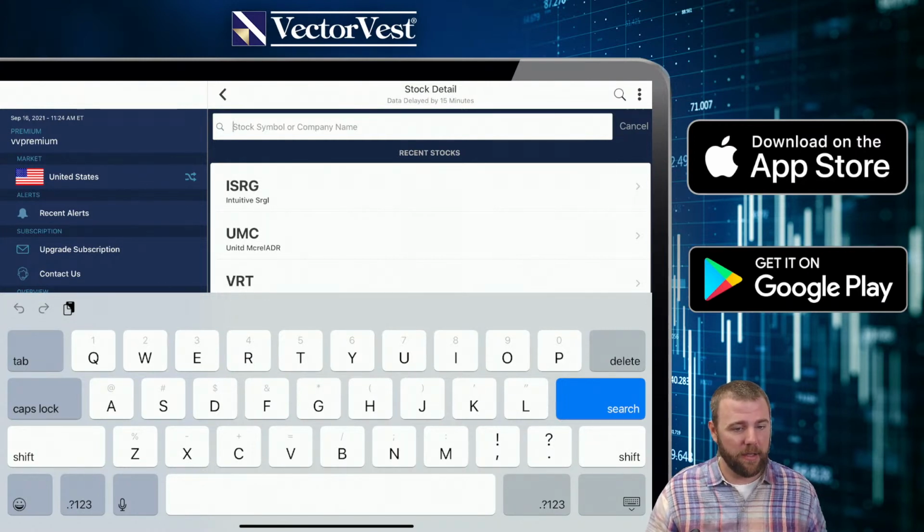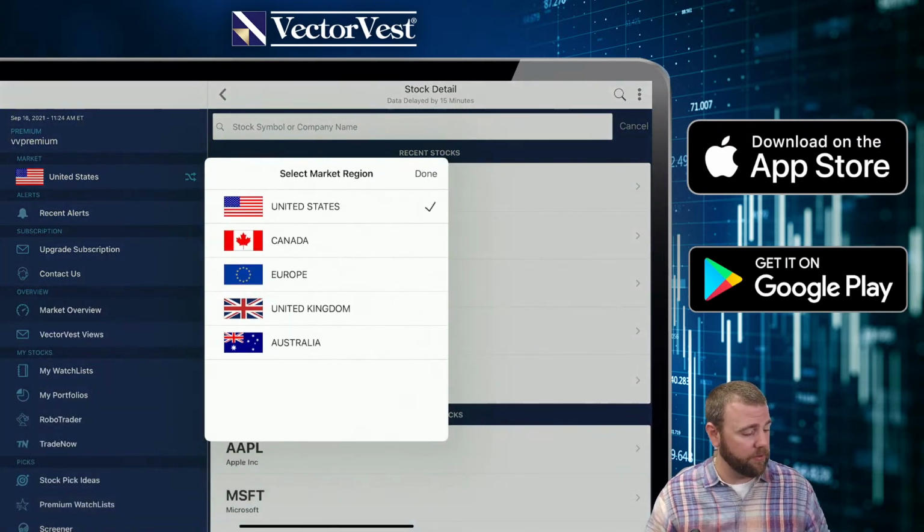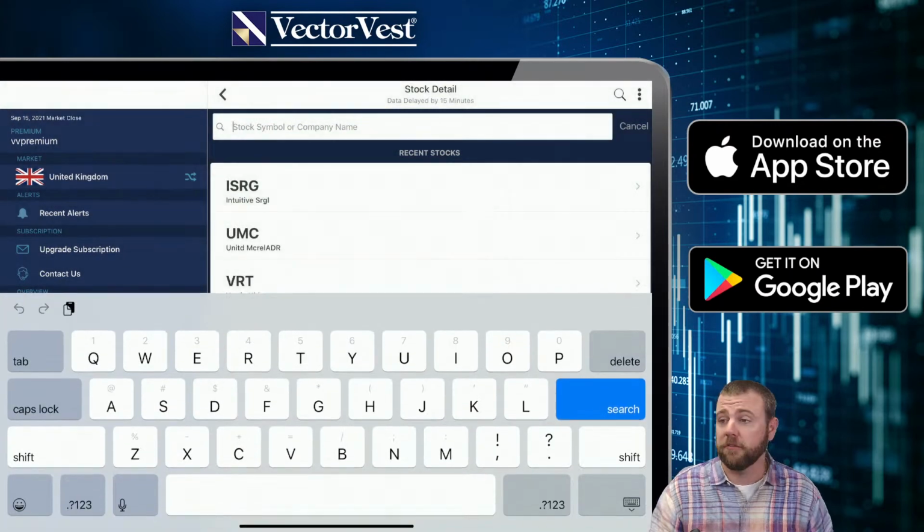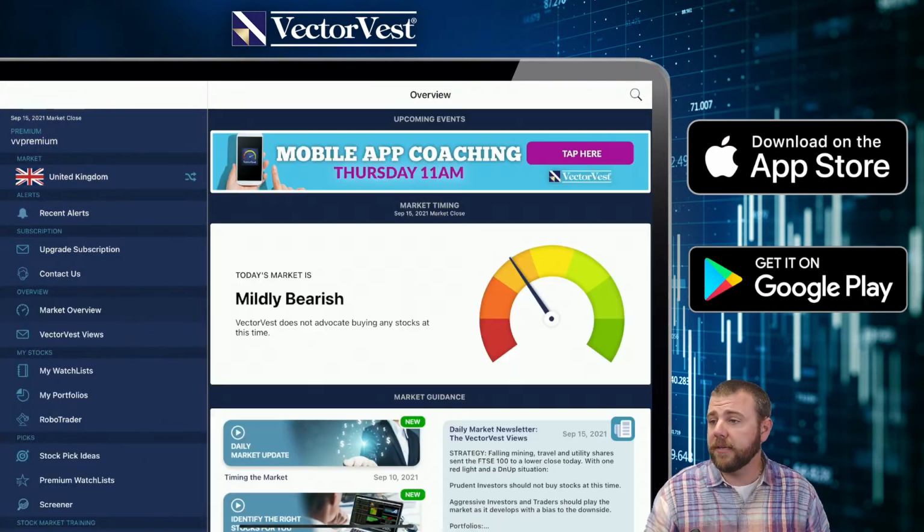All right. So we got some other stocks here. So let's go ahead, jump into the UK markets first and foremost, and take a look at 3USL.